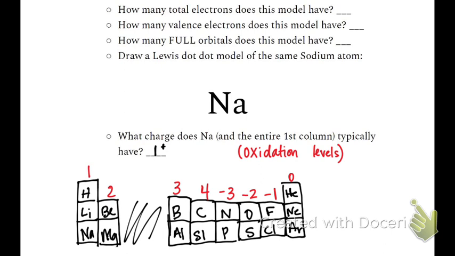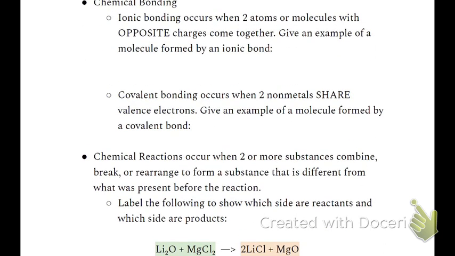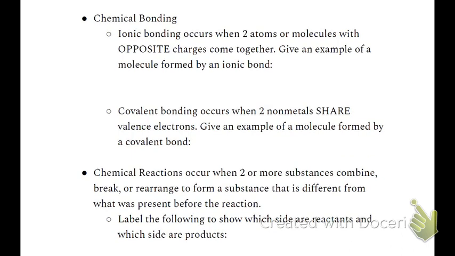All right. Next thing we got are bonds. Don't worry, we're not actually going to do all the bonding we did, but we have 2 types of bonding, ionic and covalent. Ionic is when opposite charges attract, and this usually happens between metal and non-metal.